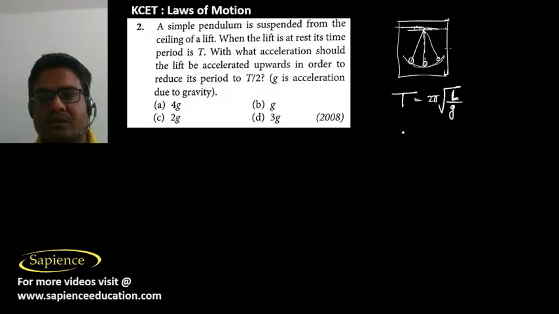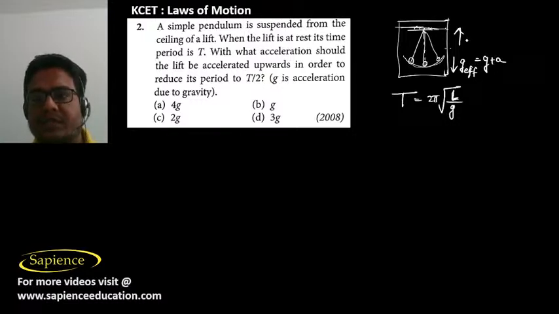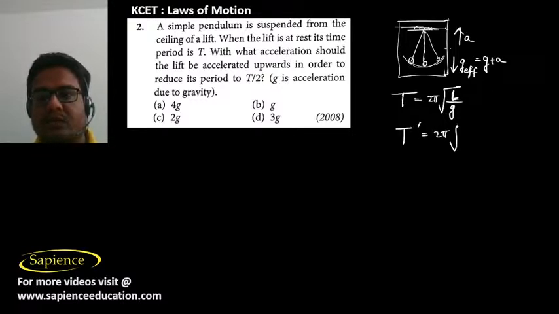And when the lift is accelerating upwards, then we have to take the effective value of g. The effective value of g will be g plus a, if it is accelerating upwards with the acceleration a. So then T dash will be equal to 2 pi root under L by g effective, which will be equal to 2 pi root under L by g plus a.